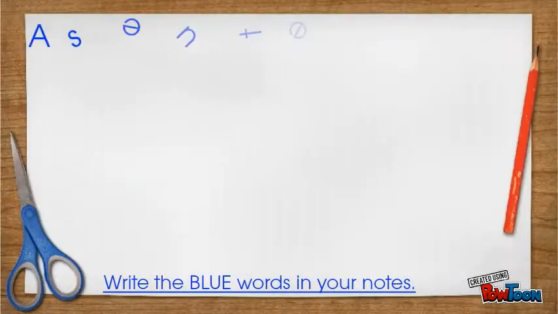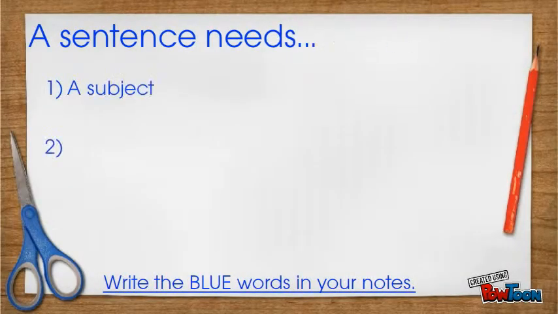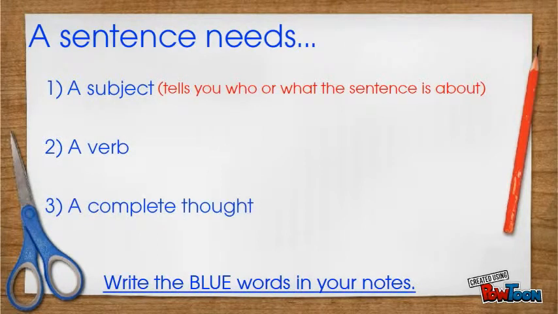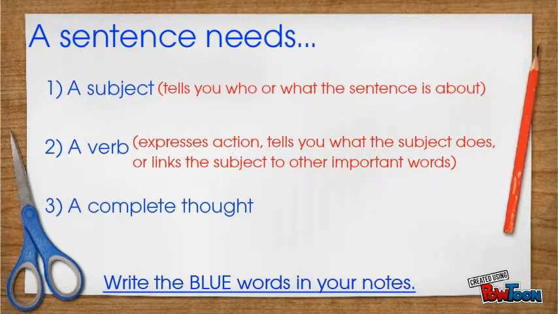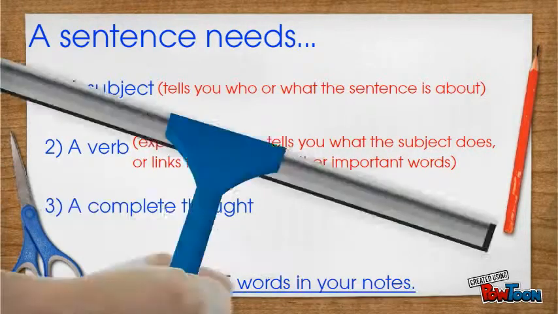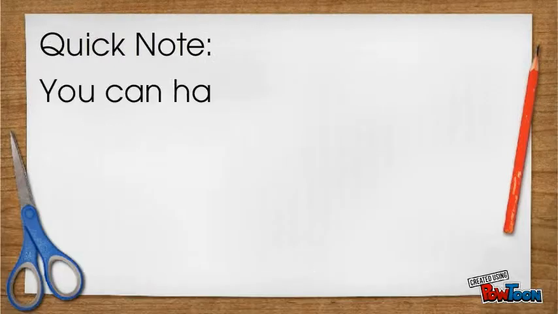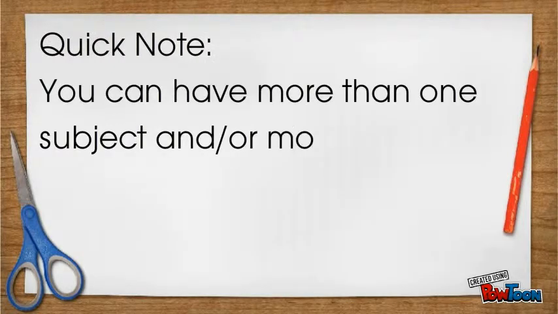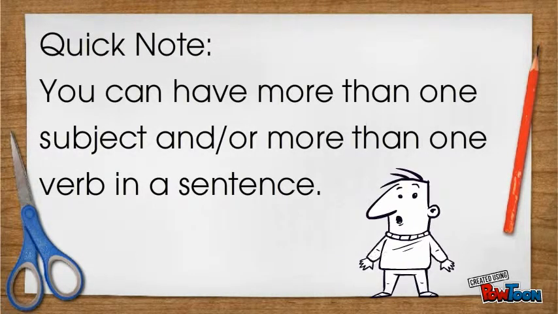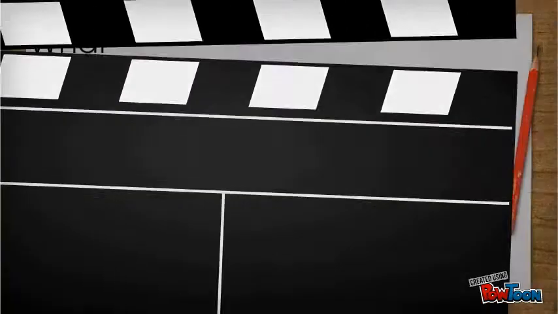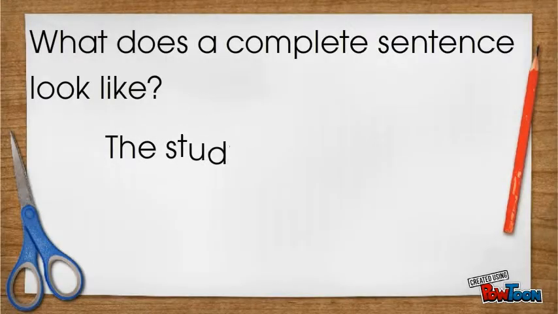A sentence needs a subject that tells you who or what the sentence is about, a verb which expresses action, tells you what the subject does, or links the subject to other important words, and it needs a statement of complete thought. Quick note, sometimes you may have more than one subject and or more than one verb in a sentence. Here's an example of a complete sentence.